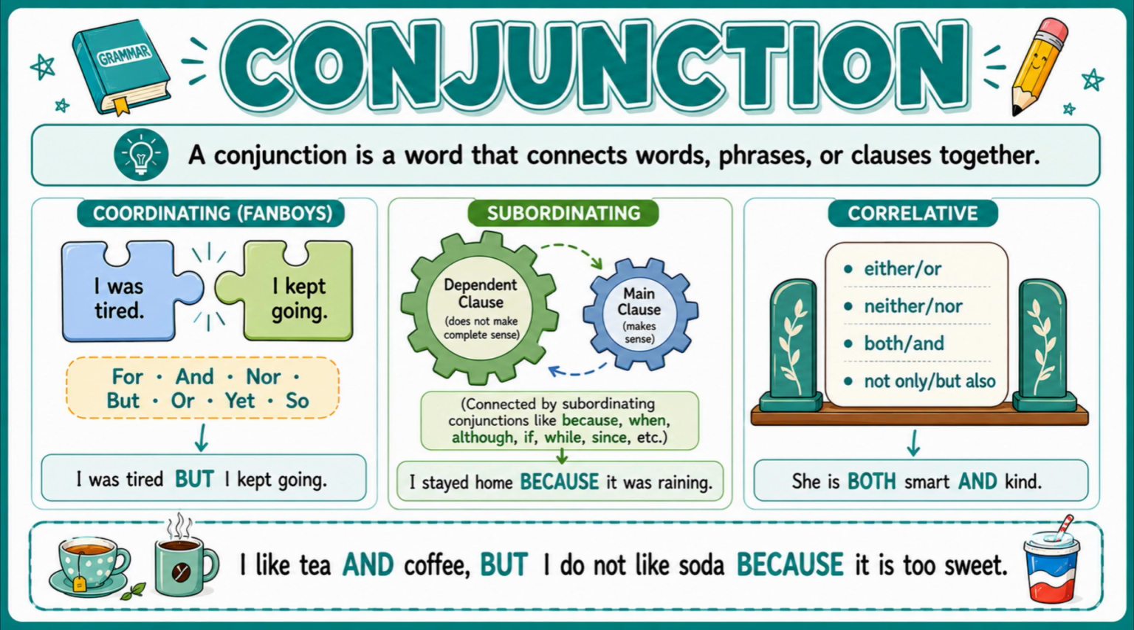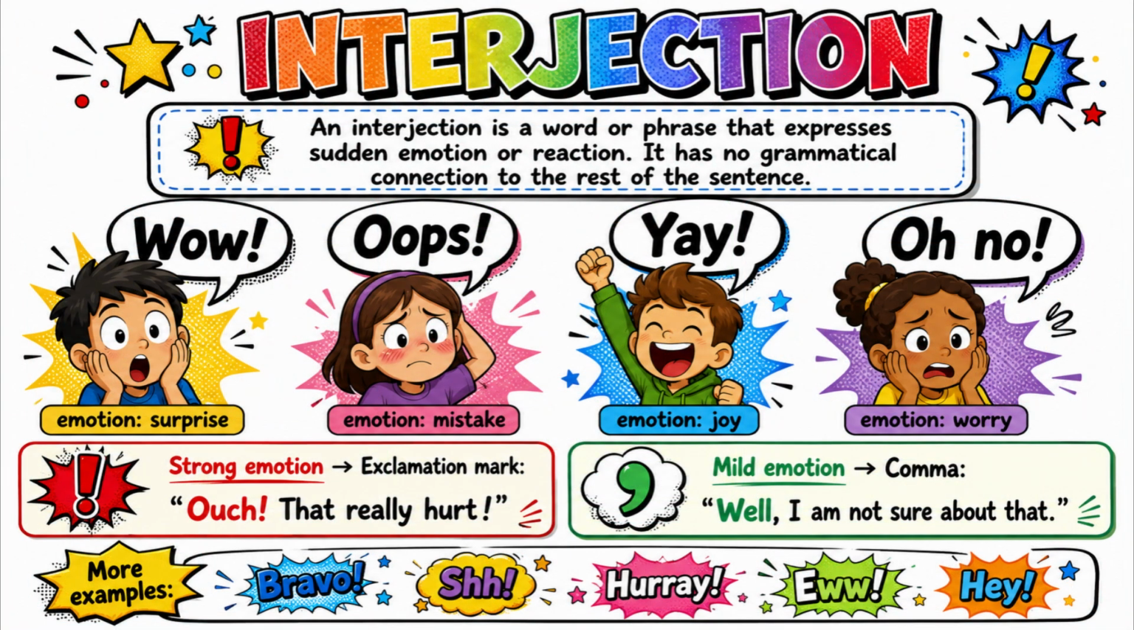And finally, number 8. The most fun one, the interjection. An interjection is a word or phrase that expresses sudden emotion or reaction. It has no grammatical connection to the rest of the sentence. It just bursts out. Wow. Oops. Yay. Oh no. Ouch. All interjections. There is one punctuation rule to remember. If the emotion is strong, use an exclamation mark. Wow, that was incredible! If the emotion is mild or calm, use a comma. Well, I am not really sure about that.